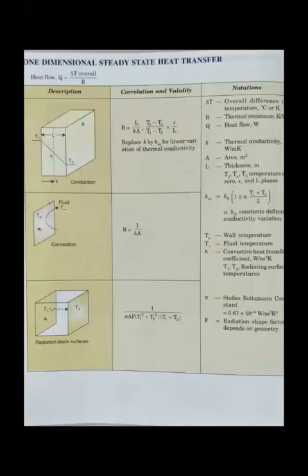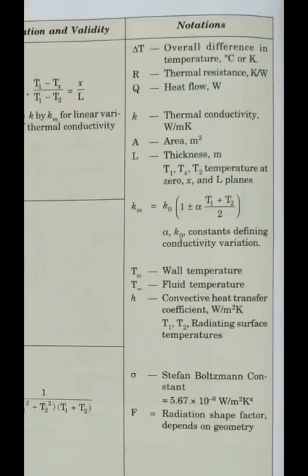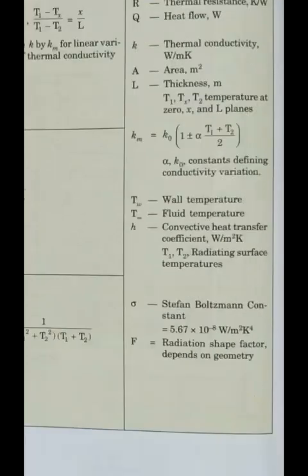Okay. So similarly, certain notations are there. Please go through them. Delta T is the overall temperature difference, either in degree Kelvin or degree Celsius. R is the thermal resistance. Q is the heat flow. K is the thermal conductivity. A is the area. L is the thickness.